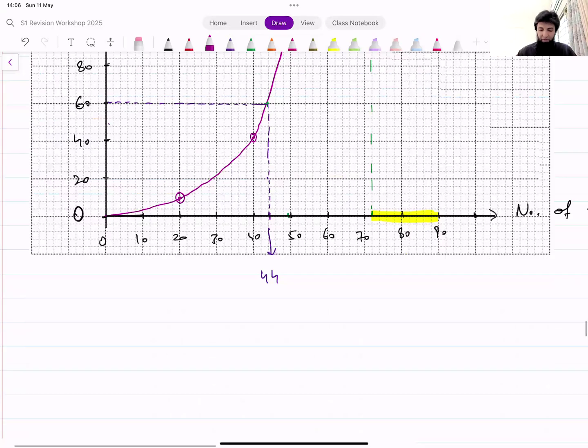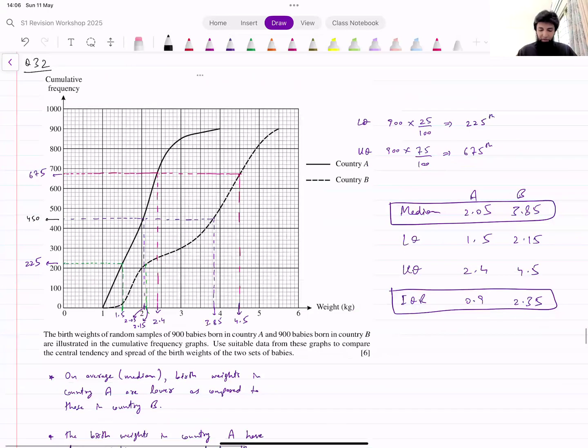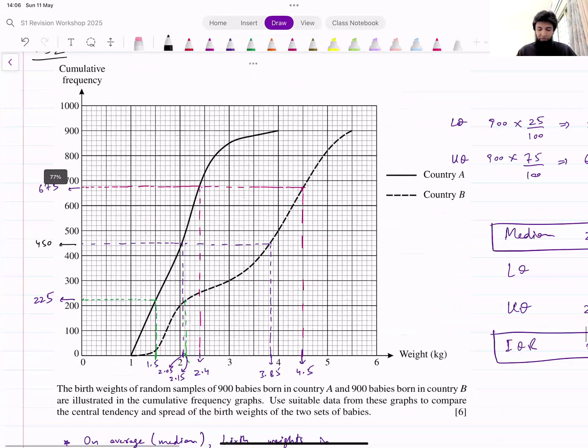Let's have a look at this. Sometimes what happens is you get multiple cumulative frequency curves. So when you have multiple cumulative frequency curves, in fact, let's go back to that.